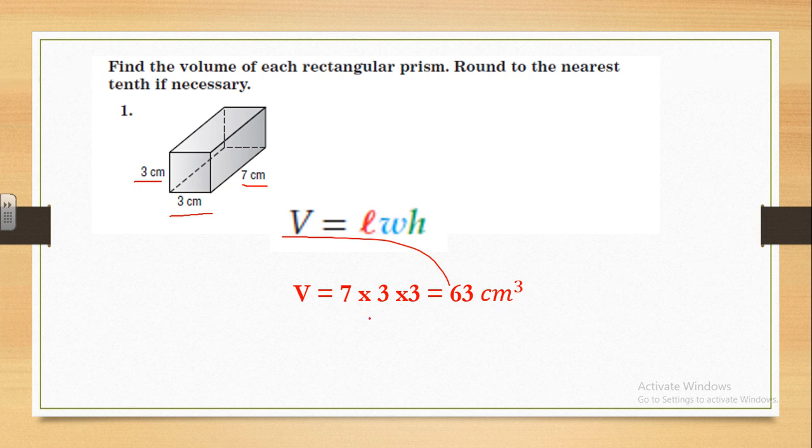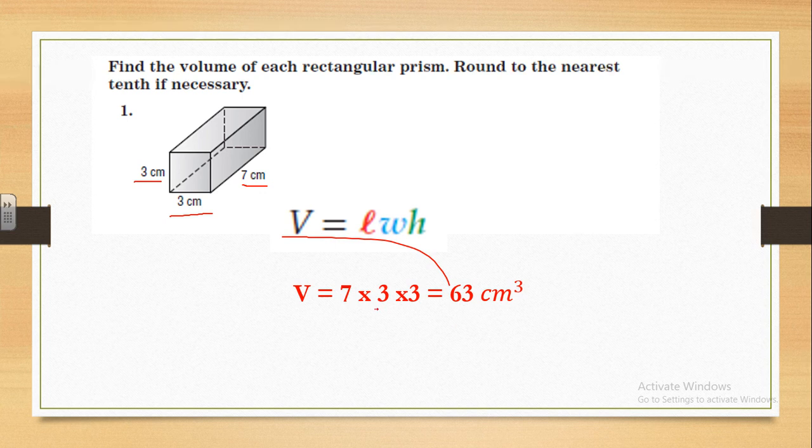Miss, I cannot multiply three numbers at the same time. Okay, we can do it in two steps. How? You will take two numbers. For example, I will take the first two. Miss, I don't want to take the first two. I will take the second and the third. It's okay, let's do it. It's up to you. You can do whatever you like. The important thing for me is that you find the correct answer.